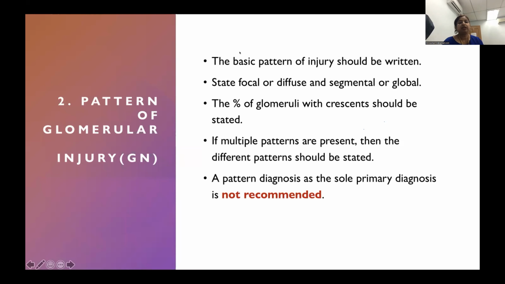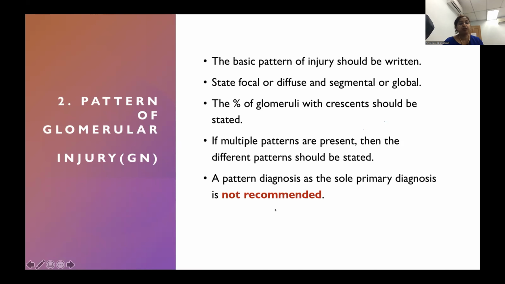And then you need to identify whether it's focal or diffuse, and segmental or global. That one you need to identify at least focal and diffuse. Okay. If you have crescents, you can highlight them. If you have multiple patterns, you may also want to put in, for example, diffuse proliferative pattern with sclerosing, diffuse proliferative and sclerosing pattern. So you have 2 patterns. Please do it. A diagnosis which has only a pattern is highly not recommended.